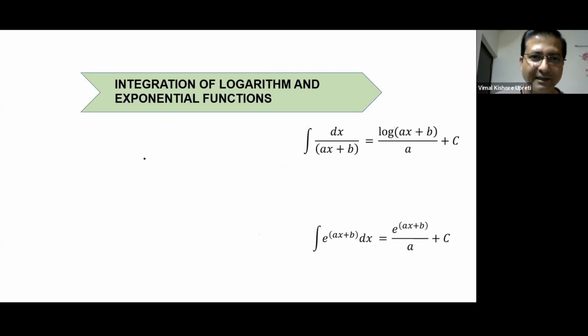Now, the exponential function. The exponential function is the only function which remains exactly the same, right? So the integration of this term will be the same term, but the only thing is we have to divide by whatever coefficient we have in front of x, plus a constant. So these are the formulas we frequently use.